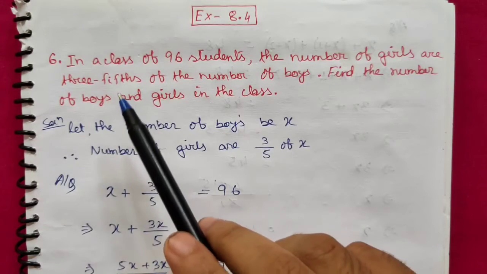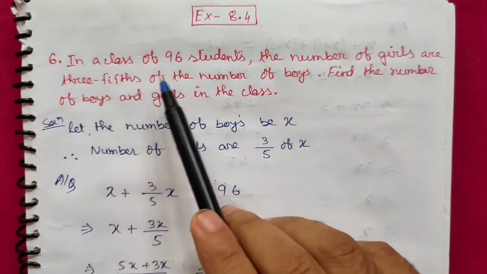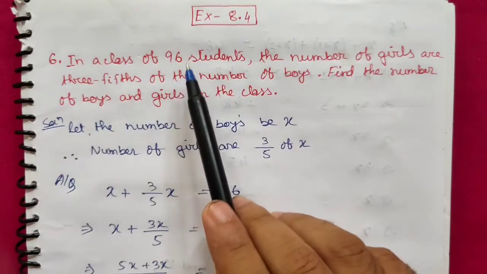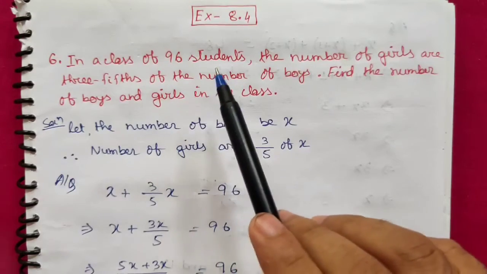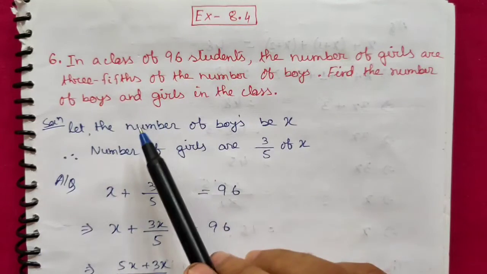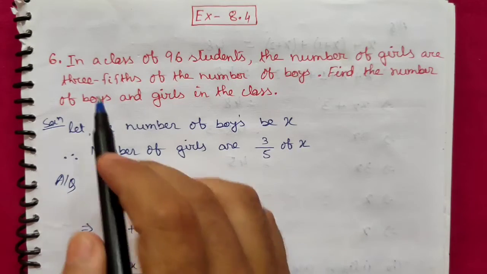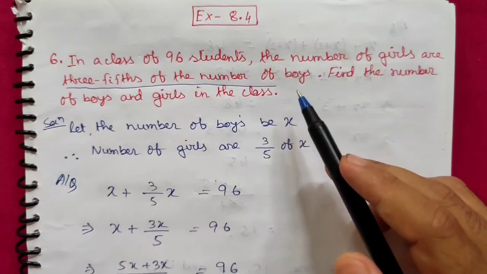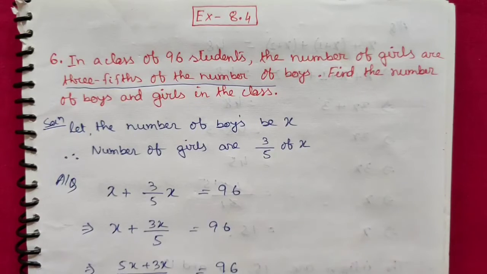Here the question number 6 is, in a class of 96 students the number of girls are 3/5 of the number of boys. Find the number of boys and girls. So suppose in class 8 there are 96 students. Of this number of girls are how much? 3/5 of the number of boys. So let us consider number of boys be x, right? Therefore number of girls will be 3 by 5 of x.